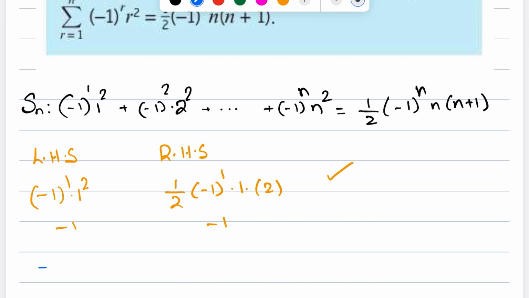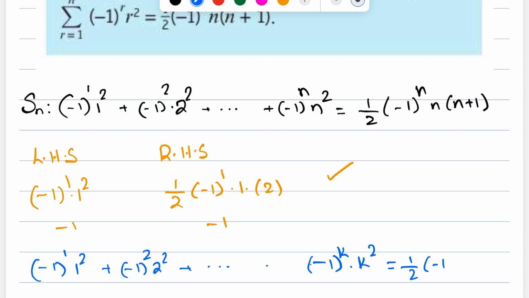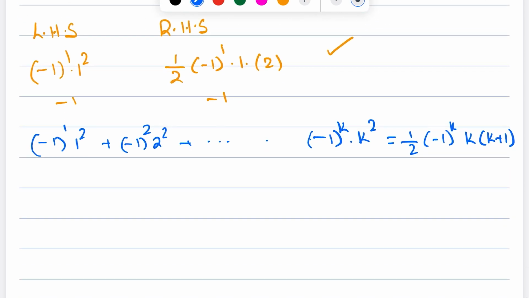Now let us assume minus 1 whole to the power of 1 times 1 squared, minus 1 whole to the power of 2 times 2 squared, and so on, minus 1 whole to the power of k times k squared, equals 1 upon 2 times minus 1 whole to the power of k times k plus 1. Now what we have to prove? That it is true for n equals k plus 1.